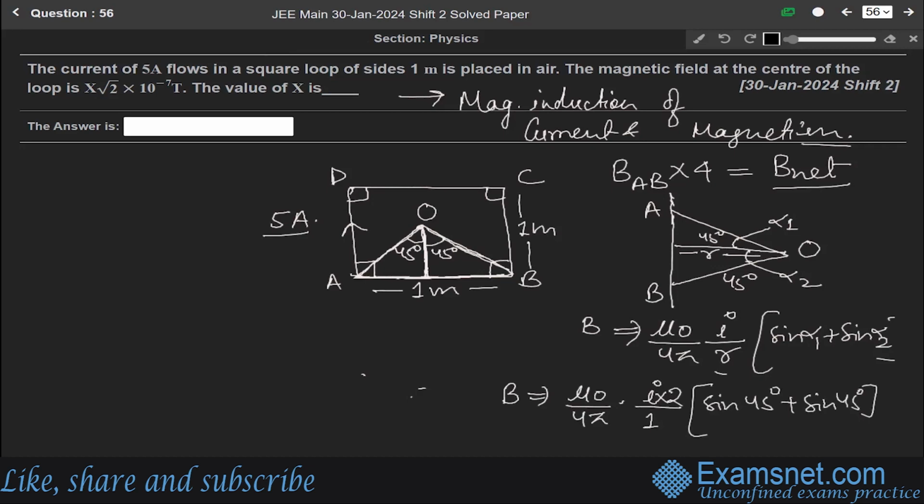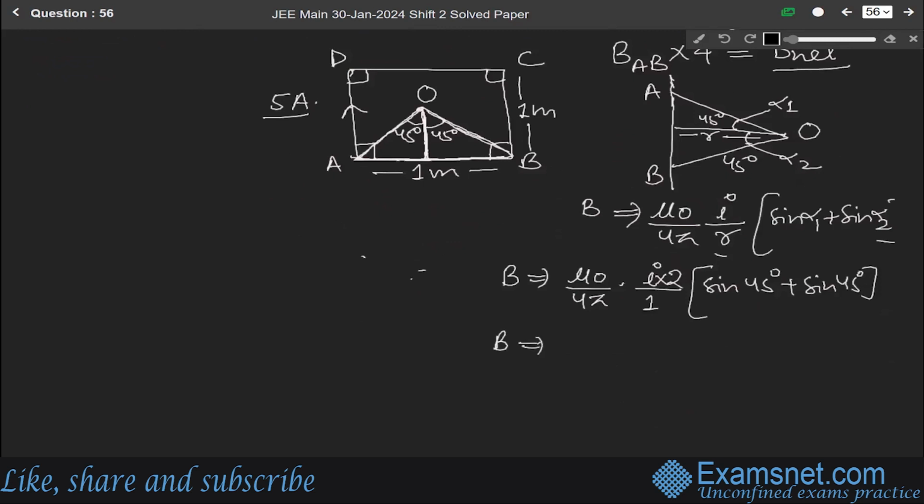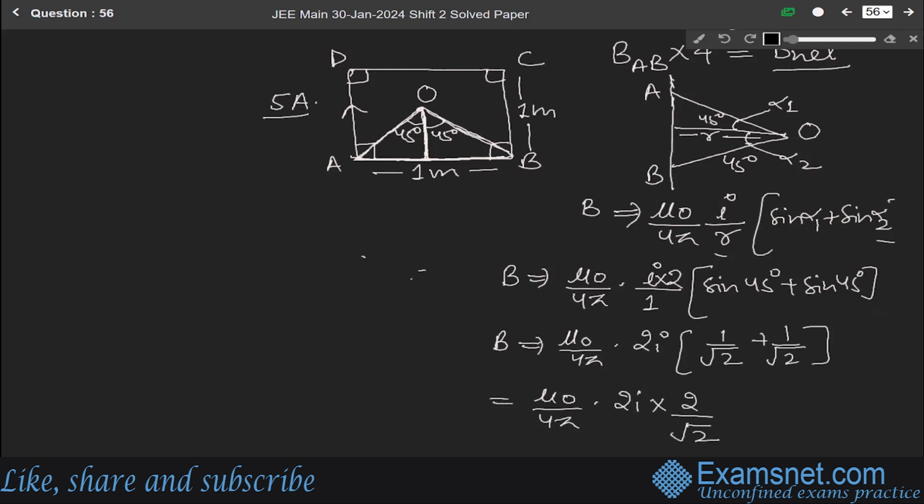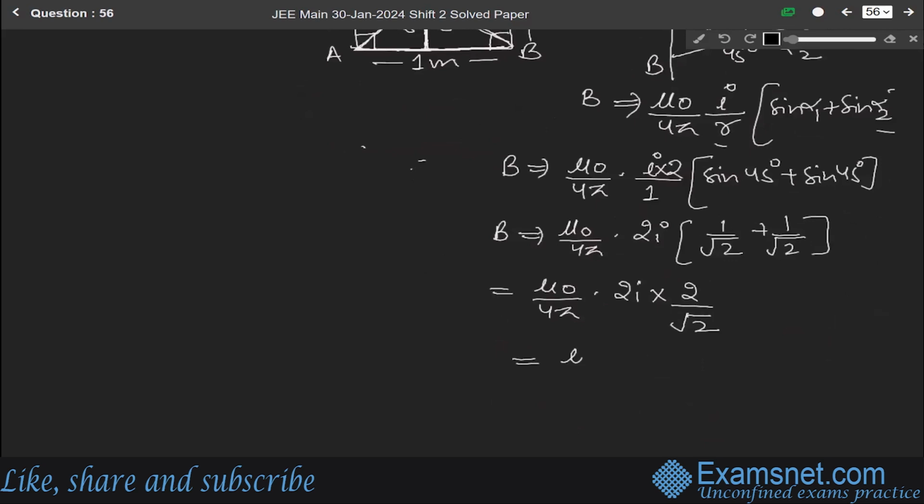Okay. So B will be equal to mu naught over 4 pi into 2I. Sine 45 is 1 by root 2 plus sine 45 is 1 by root 2. So it will be equal to mu naught over 4 pi into 2I into 2 by root 2. So it will become mu naught over 4 pi into 2I into root 2. Okay, this is due to side AB.